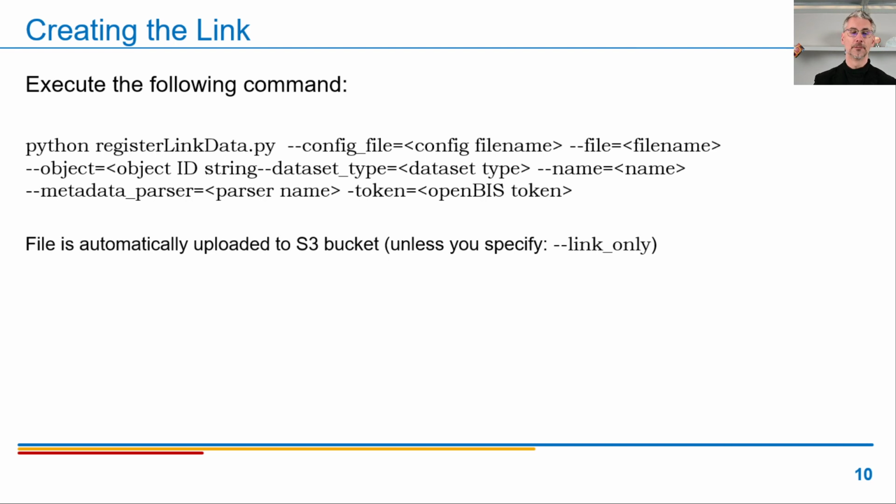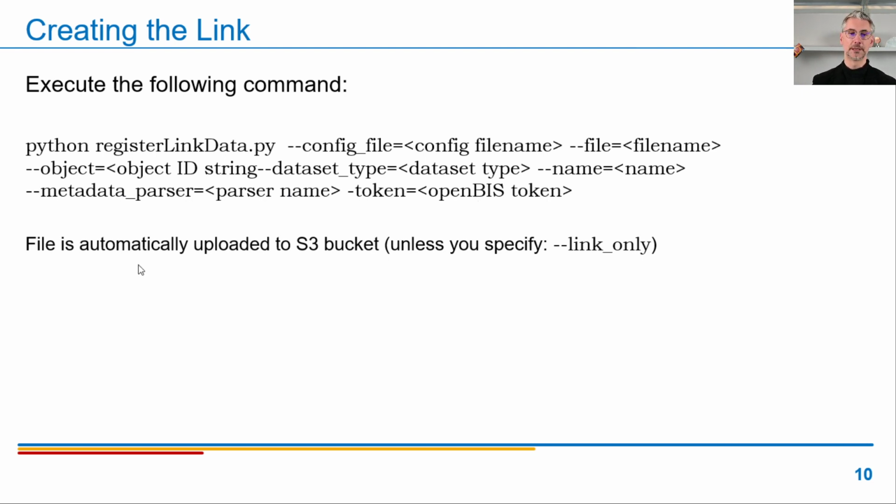Then we execute the following command with the Python script. We run the Python command with register LinkedData, we specify the config file that we have created previously, and the file name that we want to upload to S3 and link to OpenBIS. Then the object, this is essentially the object ID. The dataset type is the file type, for example, electron microscope image or EBSD image or TEM image. You want to give it a name. If there's a metadata parser for this file type available, you can specify it here, and we need to specify our OpenBIS token to authorize us against OpenBIS.